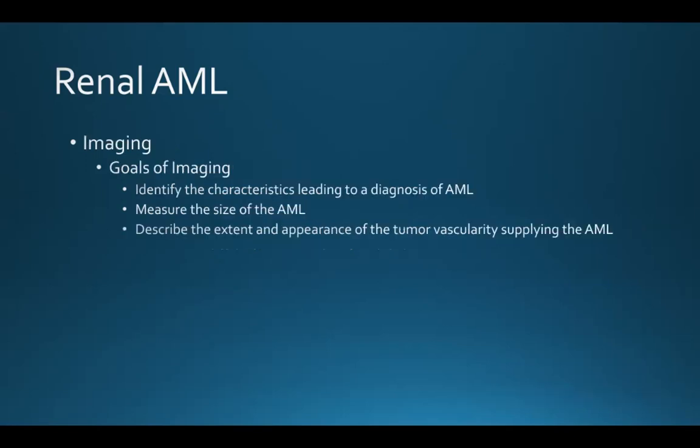Imaging is commonly done in these patients, and the goals of imaging include being able to identify the characteristics leading to a definitive diagnosis of an AML. We always want to measure the size of the AML, and we want to describe the extent and appearance of the tumor vascularity supplying the AML.